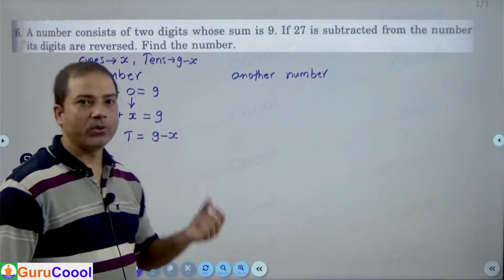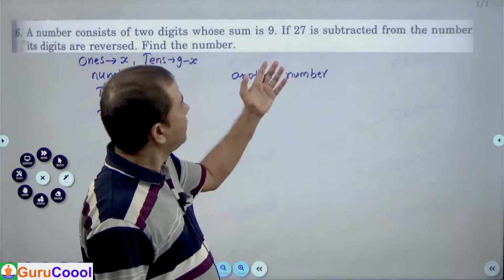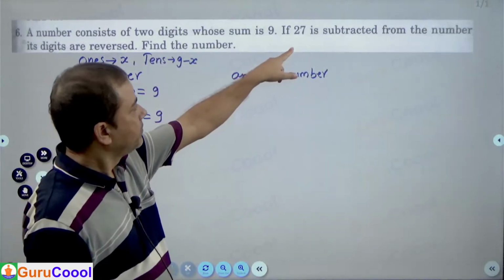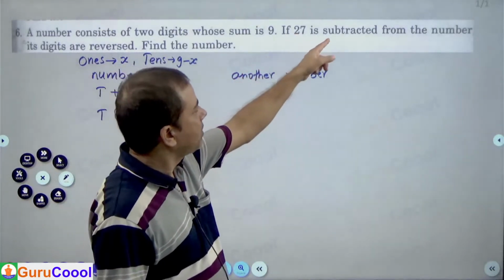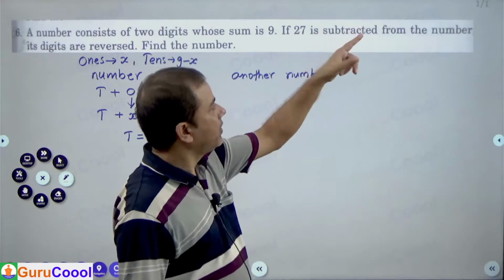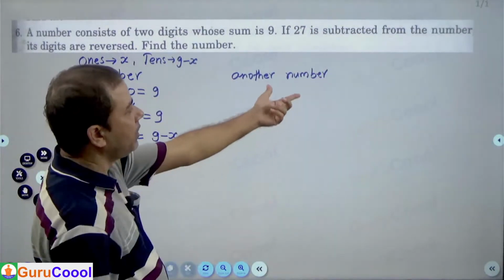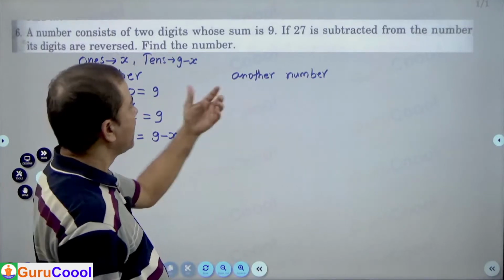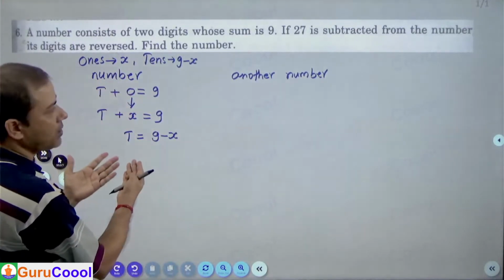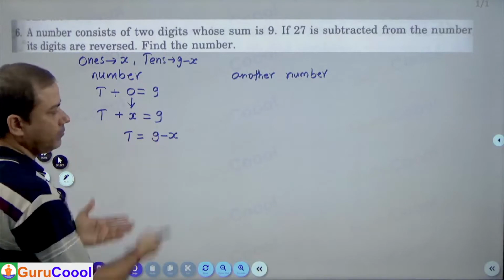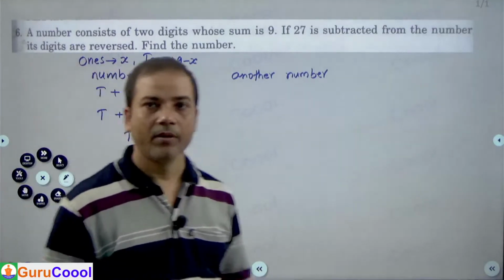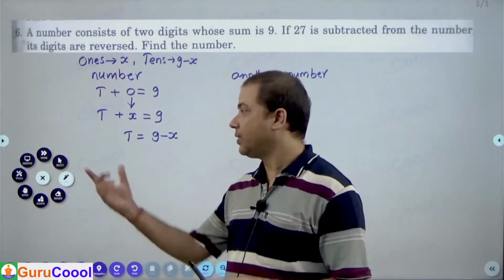Okay, we have used the first clue and we have another clue here. If we subtract 27 from the original number, the other number will be found. But the problem is we don't know the first number. What is the first number? How to find that first number?